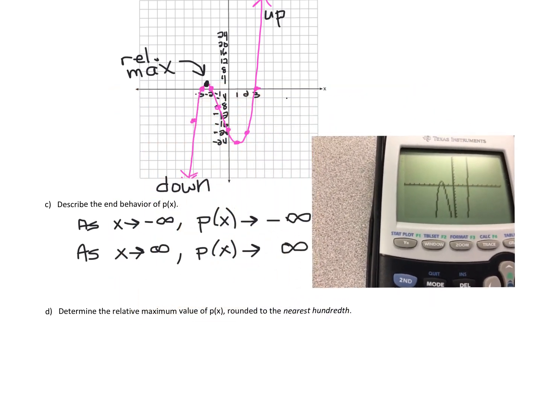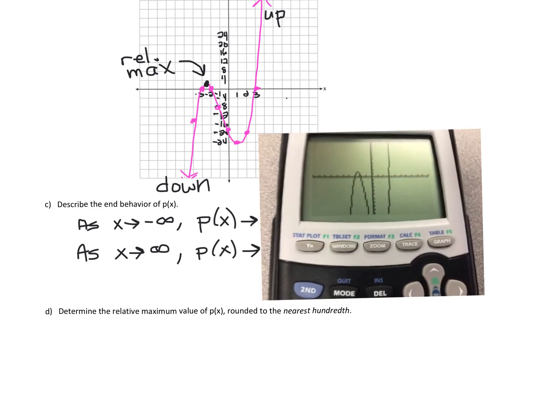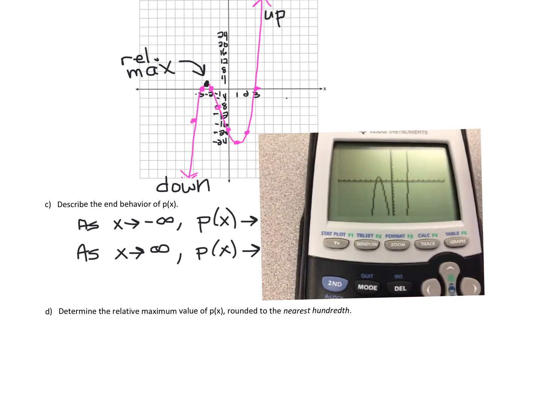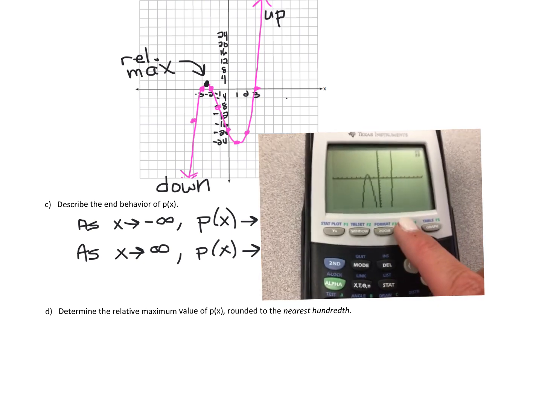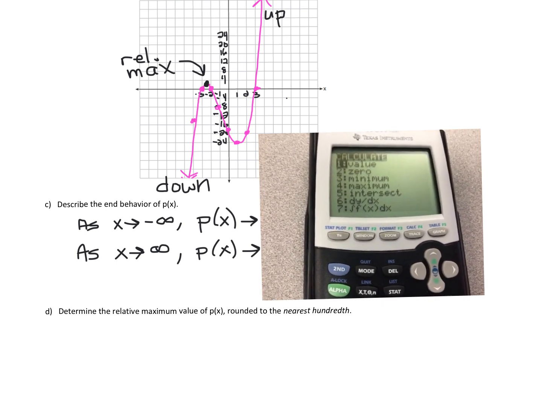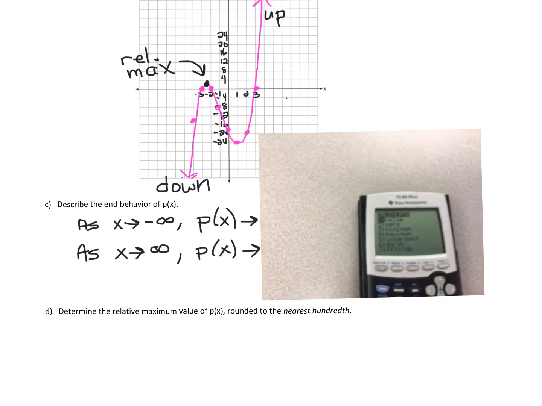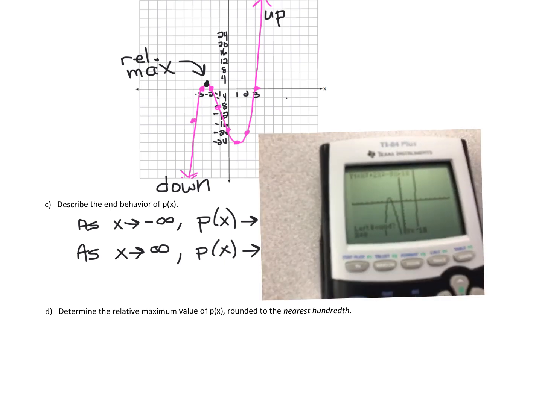Let me just make this smaller. We are going to use our calculator to do this. And you should still have the function in there from before when we graphed in part B. In our calculator, I'm going to hit second trace, and we're going to choose choice 4 because we're looking for a maximum. I like to hit the number 4 rather than scroll down and hit enter. So I'm hitting the number 4.